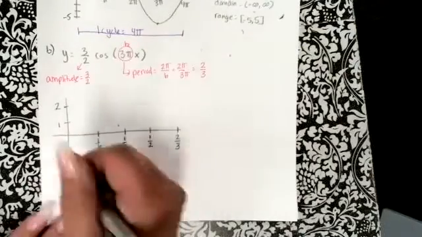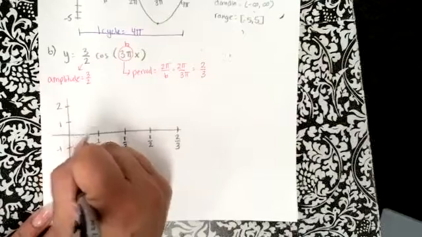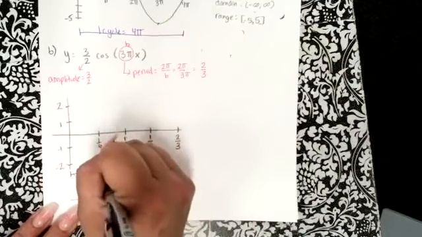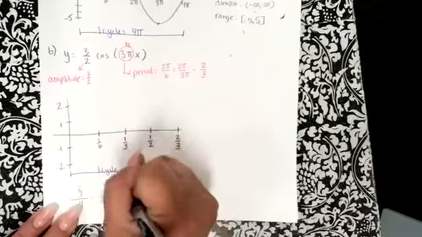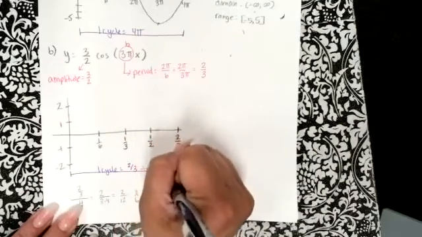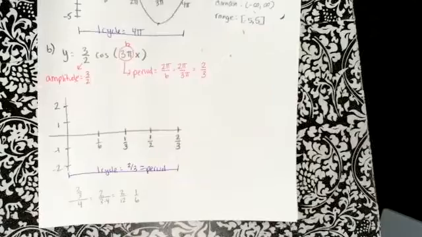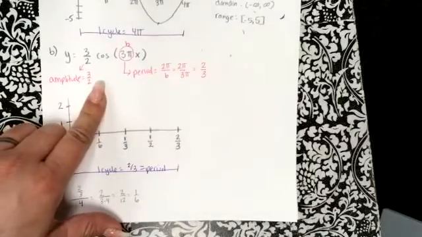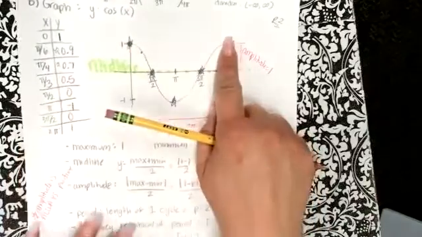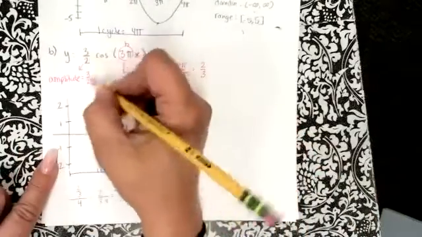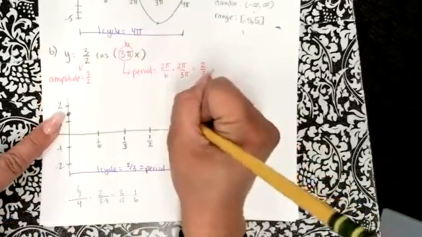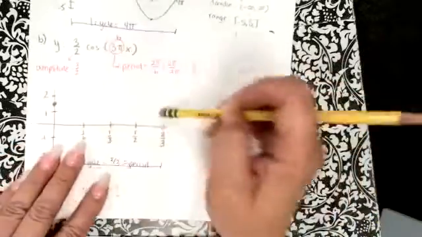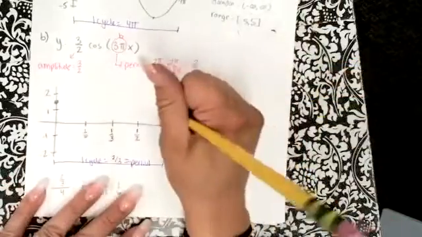So here's my period. One cycle is equal to 2/3, which is the same as a period. Cosine started at 1, ended at 1. But here we're not starting at 1, we're starting at 1.5. So it's going to start up here and end up here at 1.5. 1.5 is a little higher.